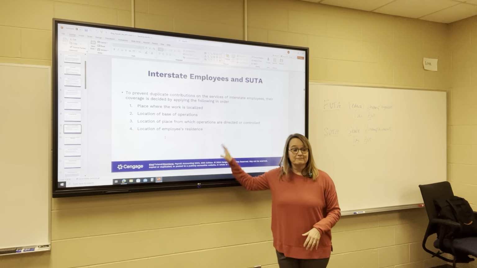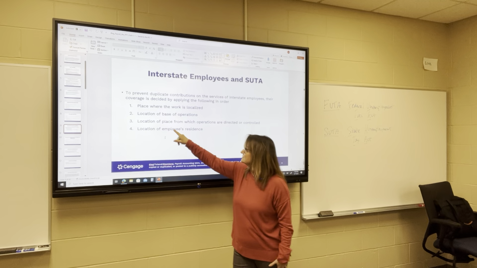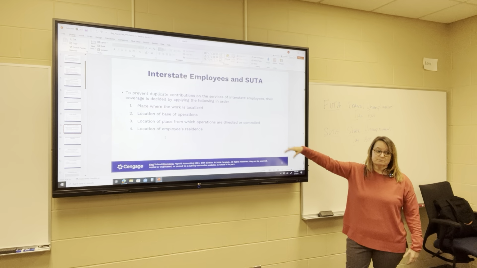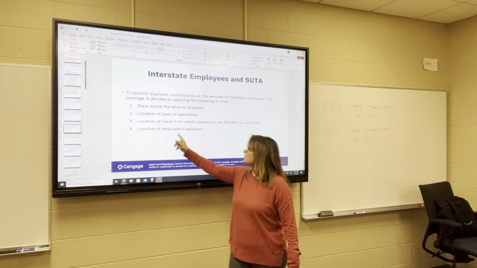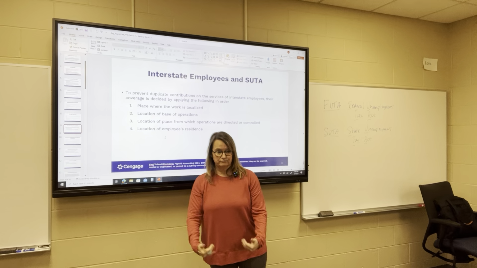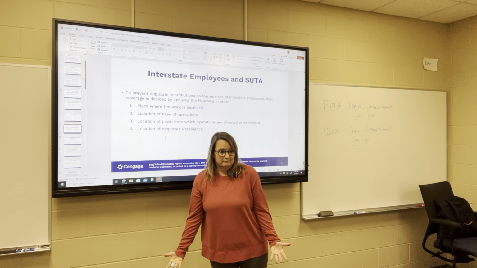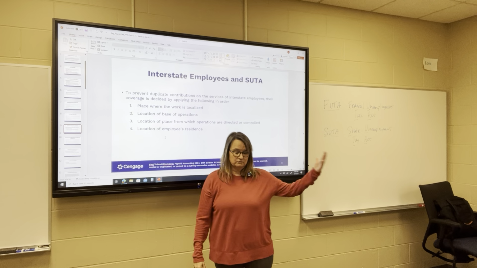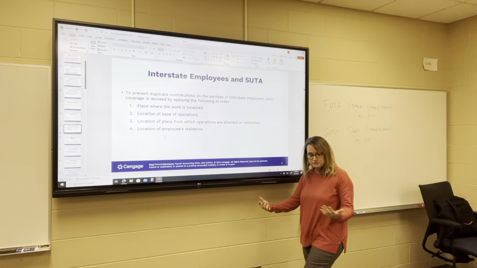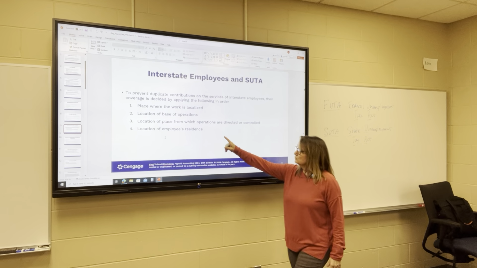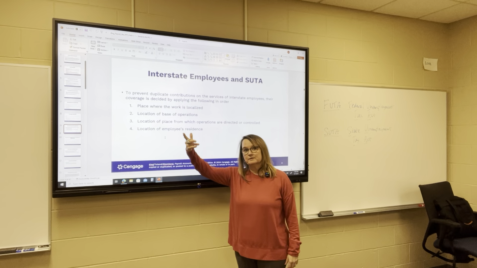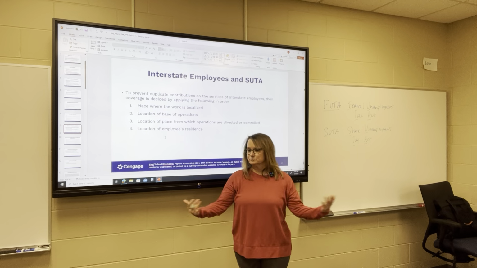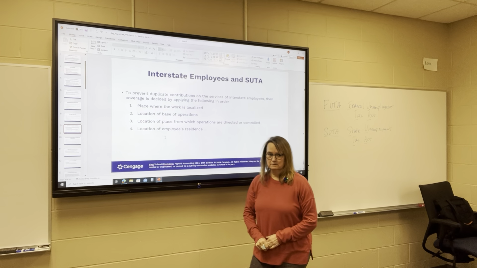If we still don't have a clue based on this, so there's no specific place from which the operations are directed or controlled, just based on the facts and circumstances, then we look at the location of the employee's residence. That's last. Let's say this person lives in Iowa. It's possible. Live in Davenport, but office in Rock Island or something like that across the river. I guess Dubuque would probably be a better example because that's close to Wisconsin. Where do they live? That's where the tax is going to be assessed.